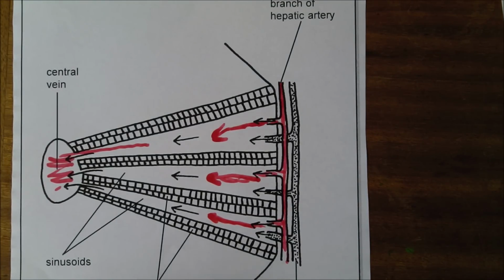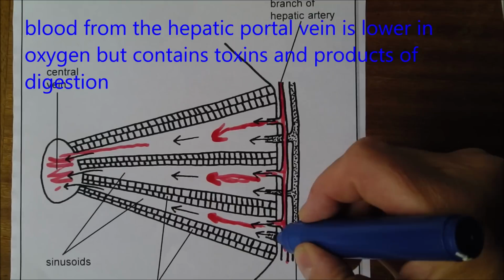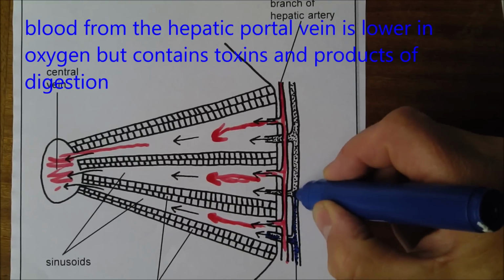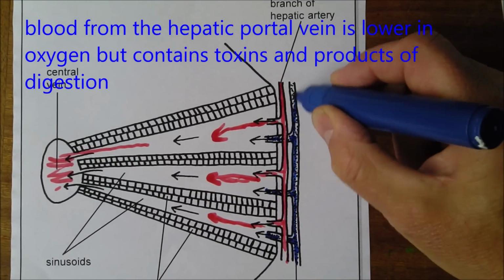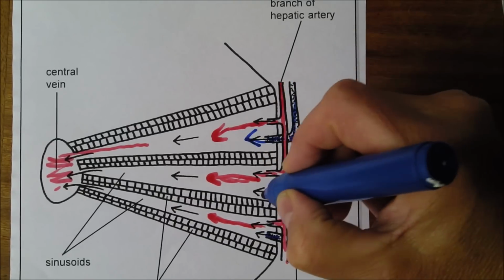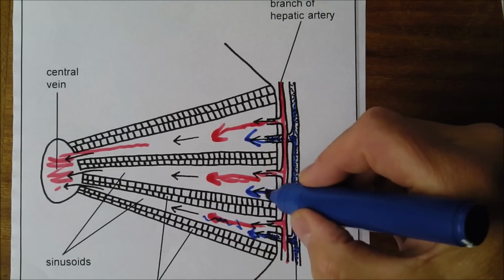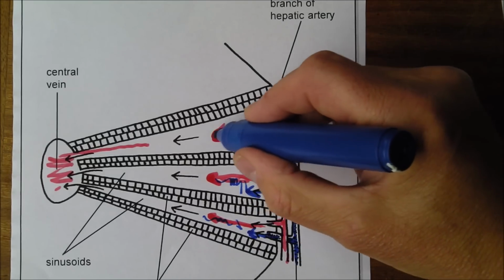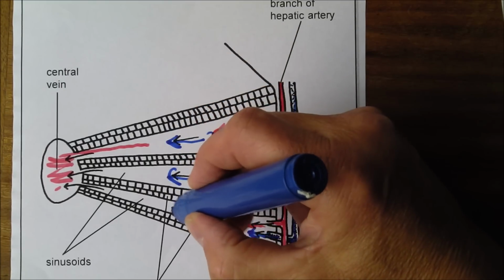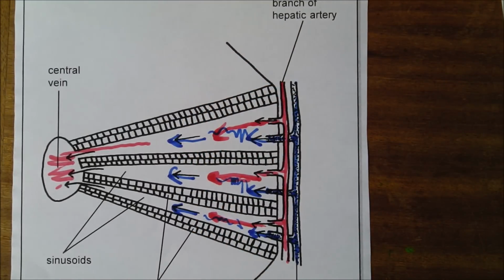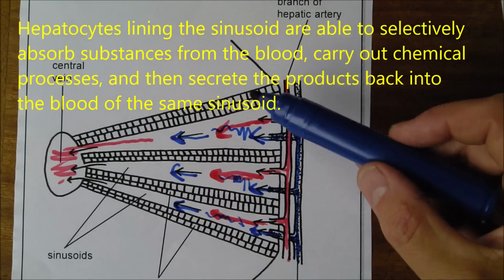At the same time, blood from the hepatic portal vein, which I'm going to draw in blue here. As we've said before, the blood in the hepatic portal vein is partly oxygenated. But that will also go into the liver sinusoid, the liver capillary, and it will mix with the blood from the hepatic artery, and that blood will all drain towards the central vein. And again, this allows time for materials to be taken out of the blood into the liver cells.